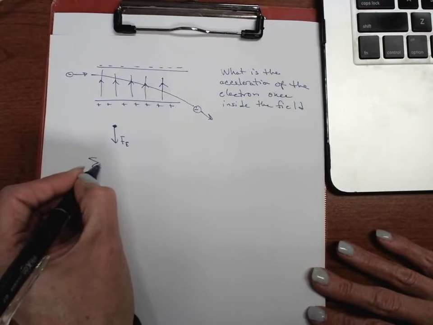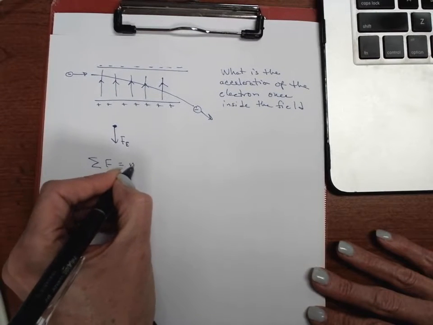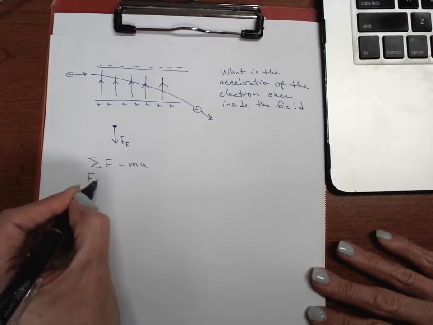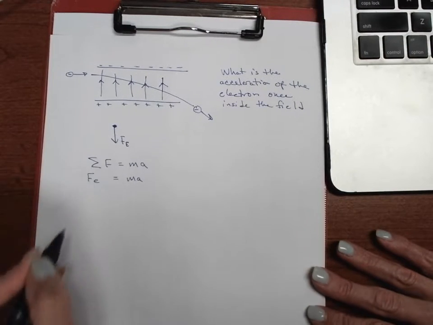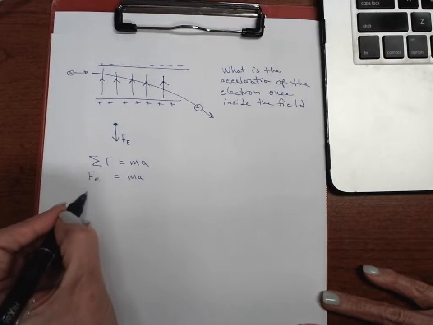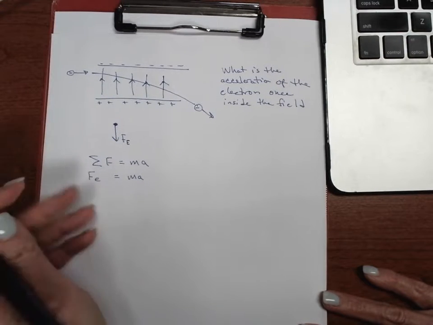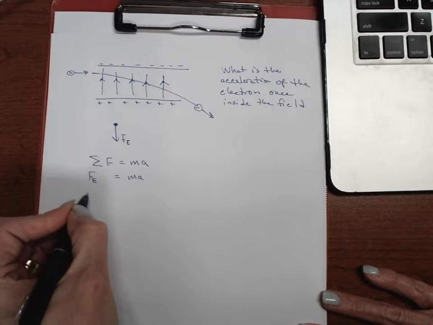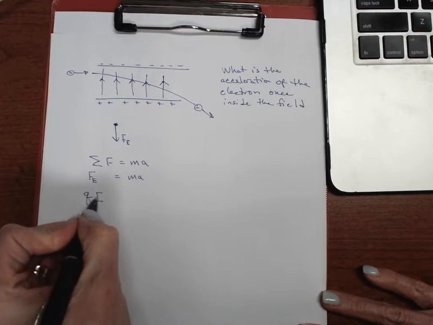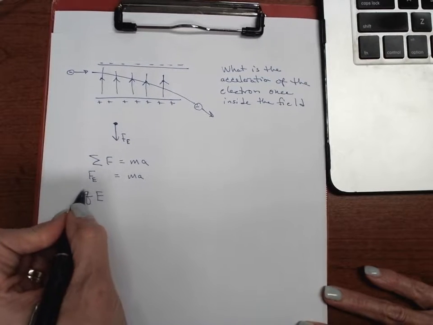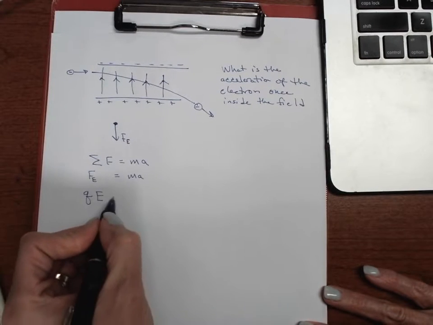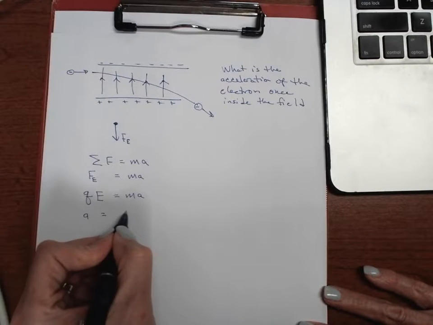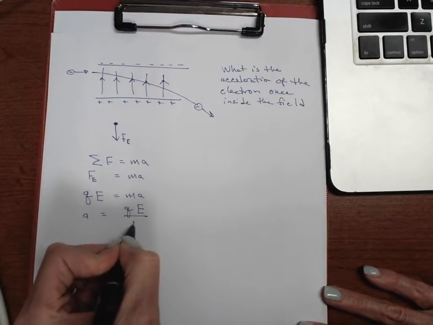So what we're going to do is we're going to say the sum of the forces on the electron is equal to ma. The only force we're considering is F sub E. And so the force due to the electric field is equal to Q times E. That's my force due to the electric field, Q times the electric field, is equal to ma. And so I can solve for a is equal to Q times E over m.